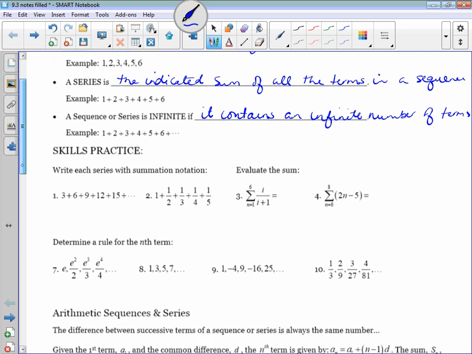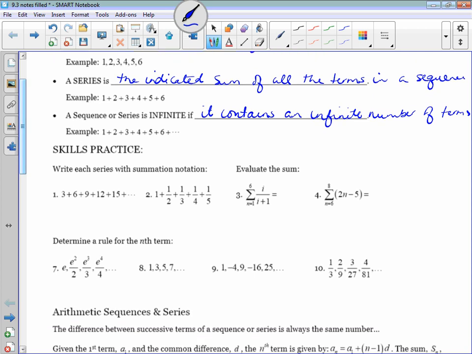Alright, so our first couple problems here, we're looking at series, so that means it's things being added together. We're going to write it with summation notation. Do you guys know what we use for summation? Yeah, the weird E, right? The sigma. Okay, so that's what we're going to do. Ooh, that's a terrible E. Let's try that again.